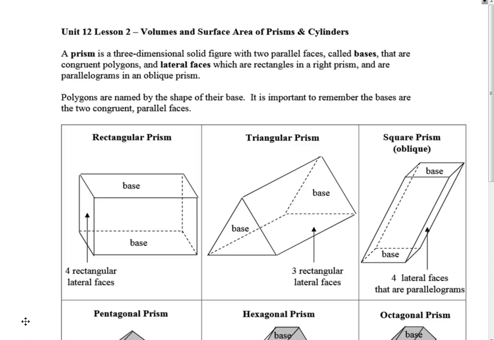We're here in Unit 12, Lesson 2. We're going to be looking at volume and surface area of prisms and cylinders.